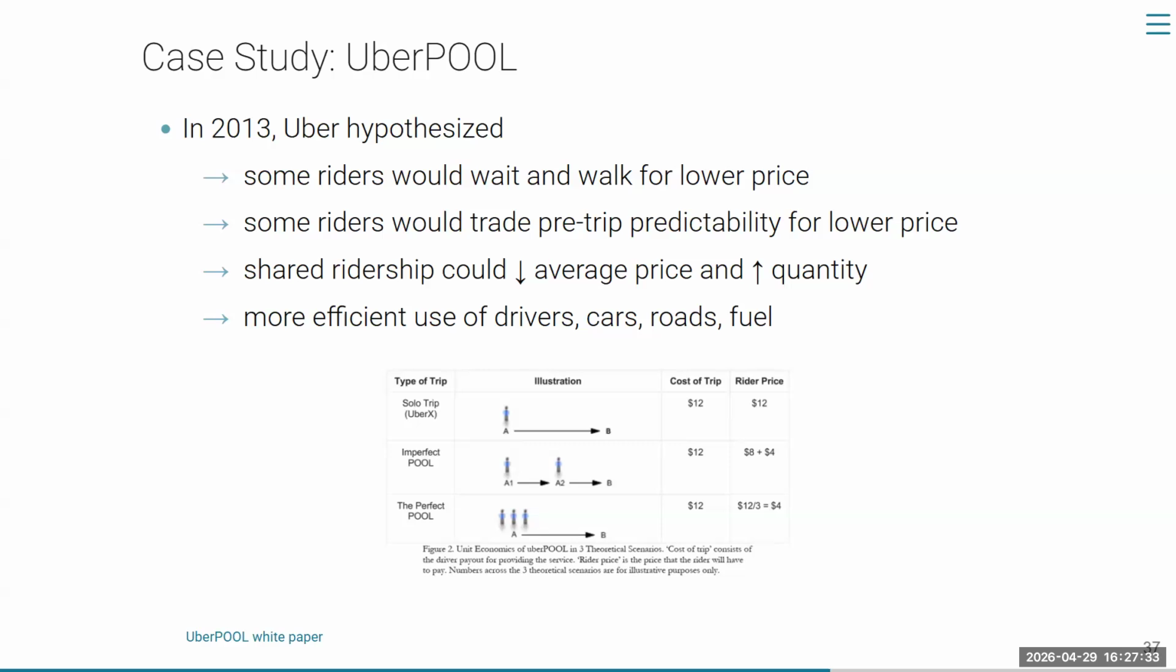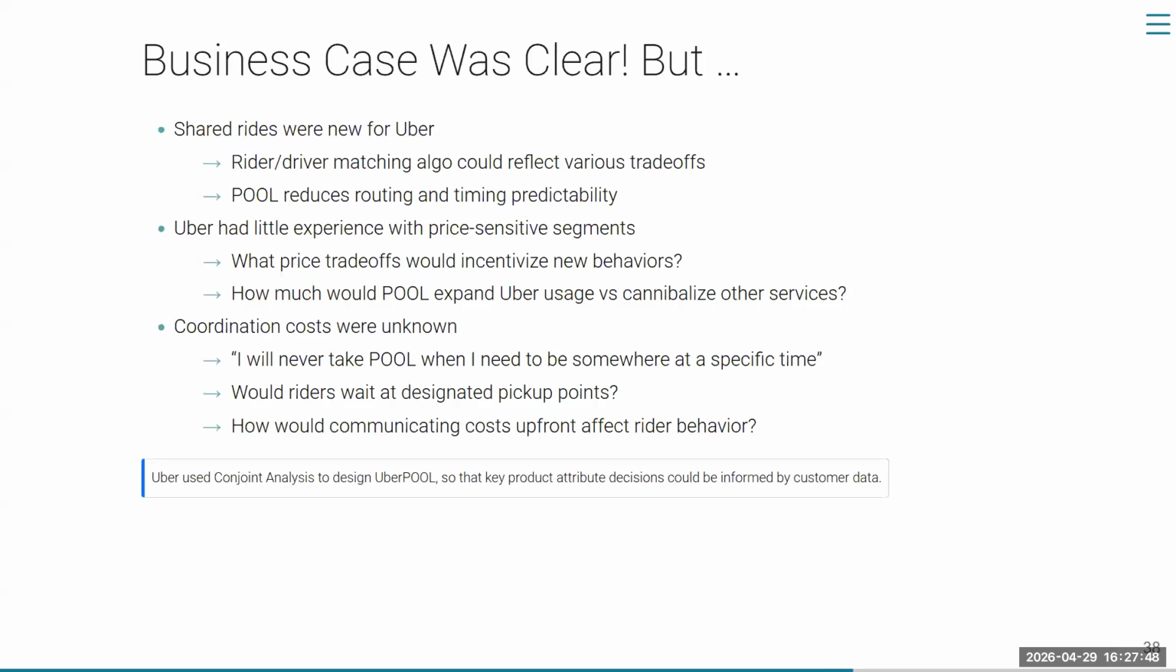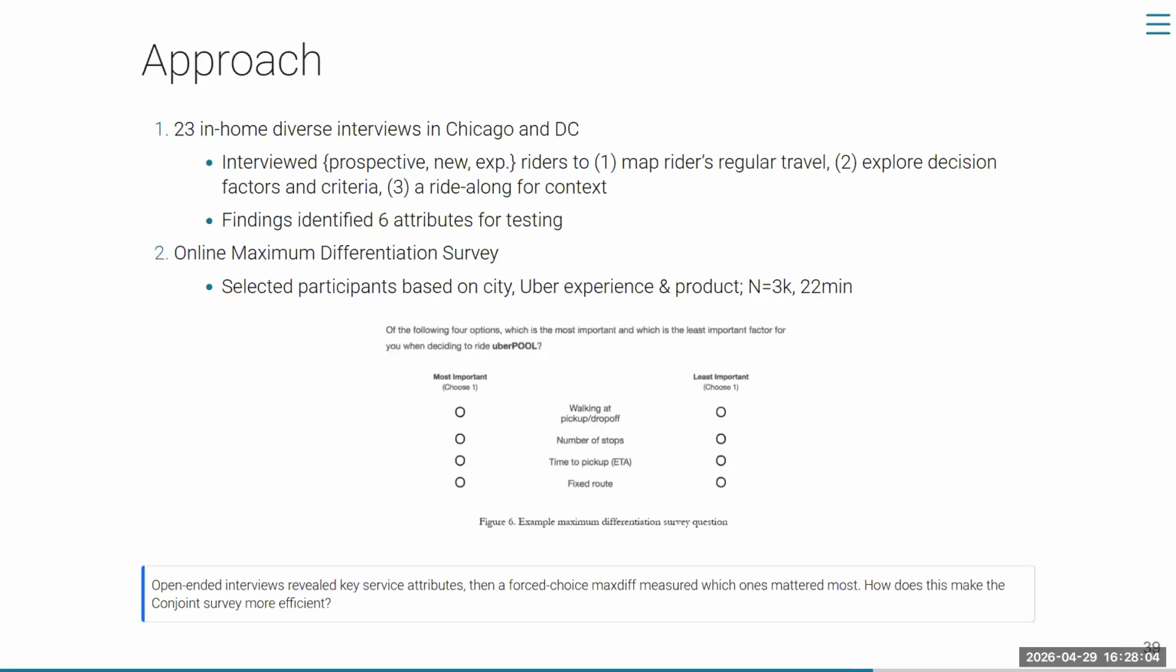And like, how much price inducement do I have to give someone for them to be willing to wait an extra 10 minutes or to walk a few blocks to meet the car rather than requiring the car to come all the way to them? So that was what they turned to conjoint analysis to do, to design this Uber Pool service. And they had some hypotheses, but they didn't know the relative importance of the service attributes to customers. And so what they did was they followed a three-step approach.